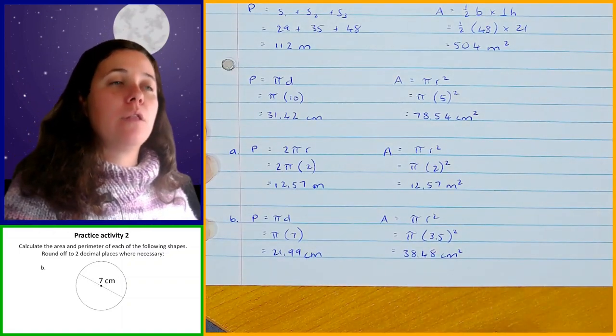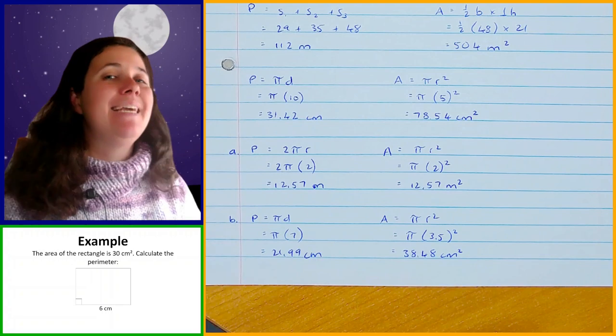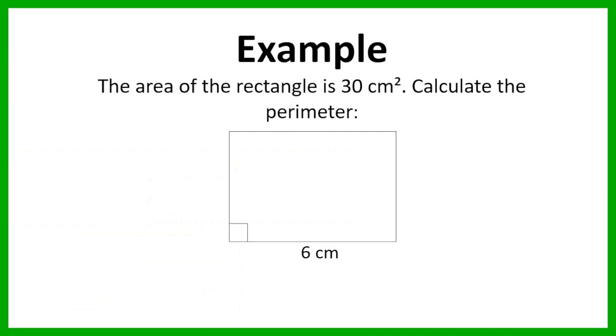Now let's have a look at the last couple of examples we're going to do, using the formulas that we've learned for working out the area and perimeter in a slightly different way. The first one is this one over here. The area that you've been given for this rectangle is 30 centimeters squared. You need to work out the perimeter. But if you look at it, you have not been told what the breadth of the rectangle is. You've been told the length of the rectangle, but you haven't been told this distance over here. But you have been told that the area of the rectangle is 30 centimeters squared. We need to work out the perimeter. So first of all, we're going to have to use the area to help us to work out the breadth, which will then help us to work out the perimeter of our rectangle.